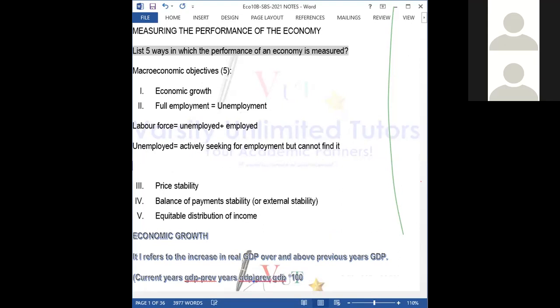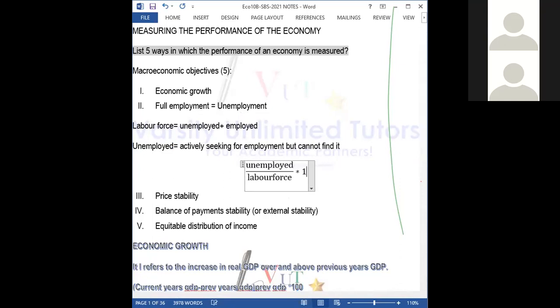For us to calculate the unemployment rate, it is given as the unemployed divided by the labor force. Then if you multiply that by 100, you will get the percentage of unemployment. So that is how we can calculate unemployment.